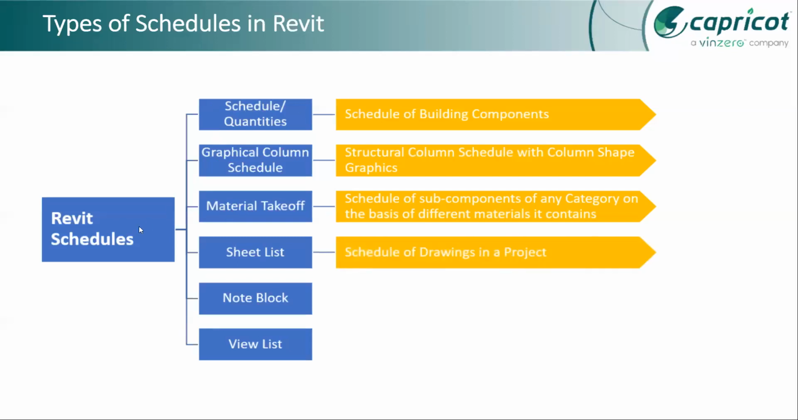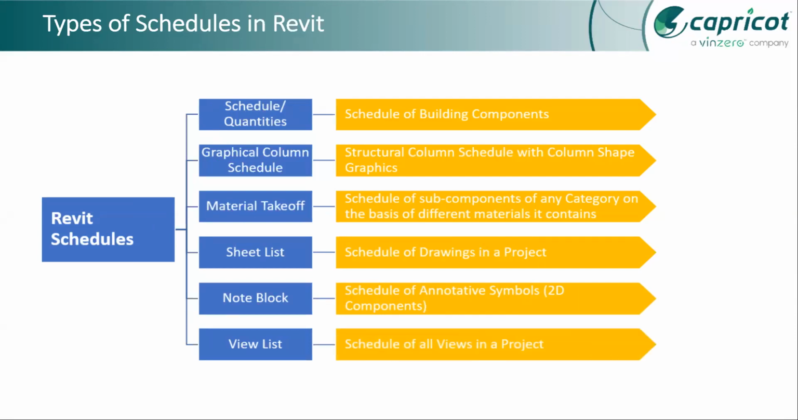You can also generate the sheet list for transmittals or different uses according to the project. It is a schedule of all the drawings in the project, the date, and the particular person who has developed or worked on those sheets. Everything can be developed from here. The note block schedule covers annotation symbols and the 2D components. There are different 2D components in a project, and schedules of those can be created too. There are also different views in a project, and a view list of those can be generated from the schedules.